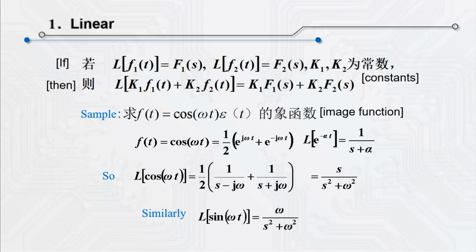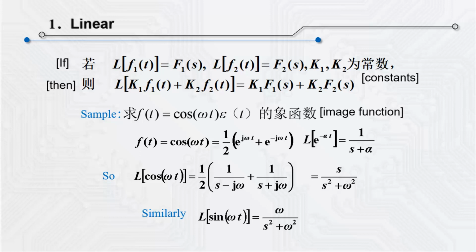First, let's look at the linear property. This property is similar to the linear property of the Fourier transformation. If the Laplace transformation of f1(t) is F1(s) and the Laplace transformation of f2(t) is F2(s), and k1, k2 are constants, then the Laplace transformation of k1 f1(t) plus k2 f2(t) is equal to k1 F1(s) plus k2 F2(s).